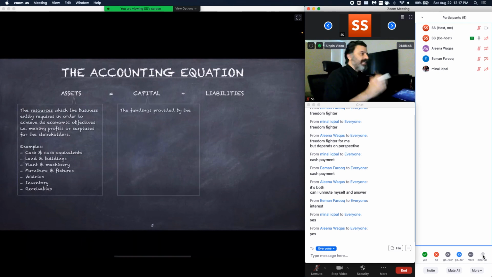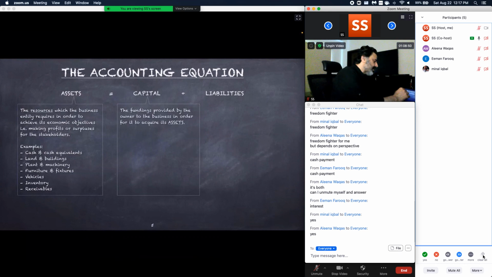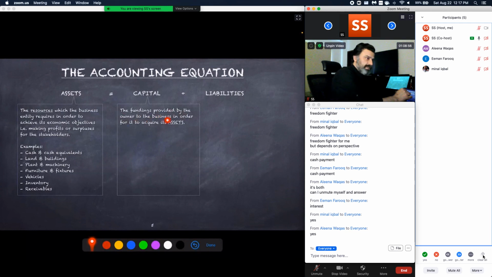So how do we define capital? The fundings provided by the owner to the business. You're the business entity always, right? The fundings provided by the owner to you in order for you to acquire your assets. Let me rephrase this to make it a little simpler. The funds that you receive from your owner in order for you to be able to acquire your assets, these funds that you literally borrow from your owner to acquire or buy your assets, that's what we call capital. And capital is a financial obligation for the business entity, and that obligation is towards its owner or owners.